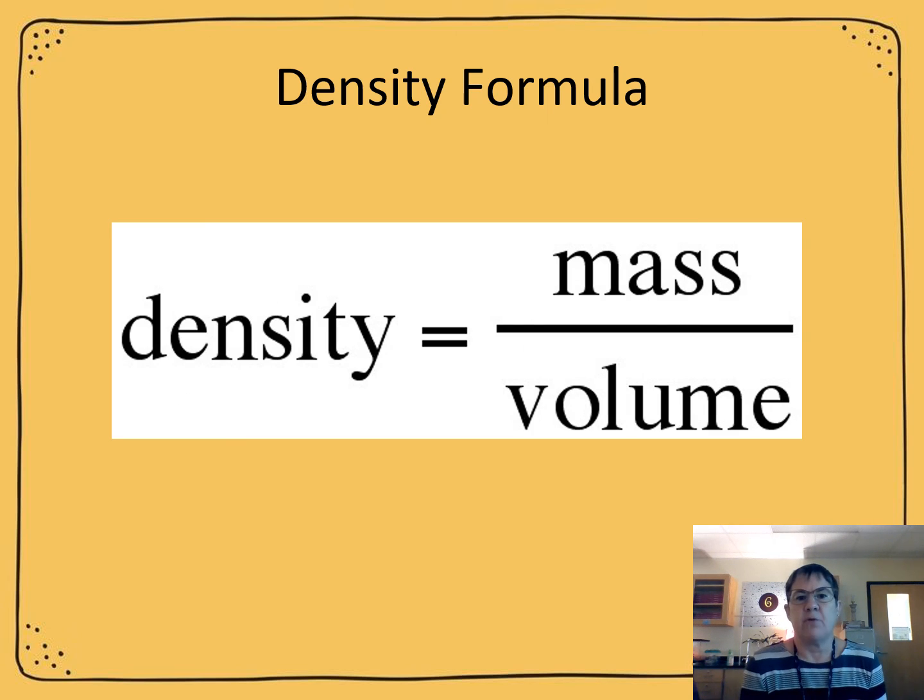Here again is our density formula. Density is mass over volume, remembering that mass will be in grams, and we will determine the mass of an item using a balance or a scale. And the volume is either going to be in milliliters, liters, kiloliters, or cubic centimeters, depending on the way that we find the volume of the item or whether it's a liquid or a solid.